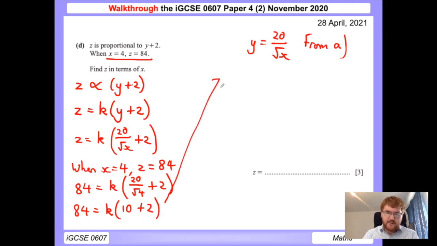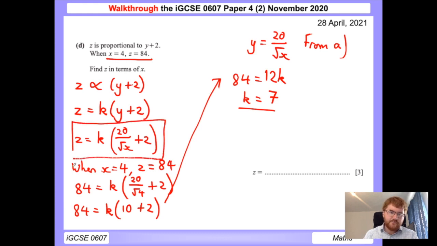I'm going to transfer this upwards here. So we get 84 is equal to 12k, 10 plus 2 is 12. So then k, and you can do this on your calculator or mental methods, will give you 7. So our new constant k is 7. And so we want to copy across this equation that we made here, but replace the k here with 7. So we get z is equal to 7, open brackets, 20 over root x plus 2.